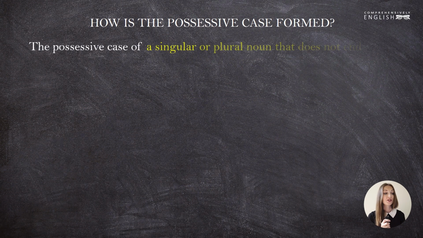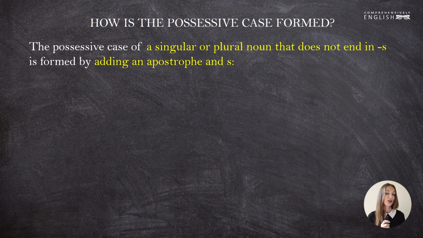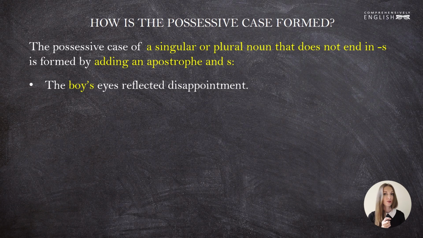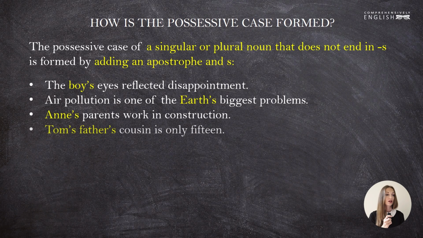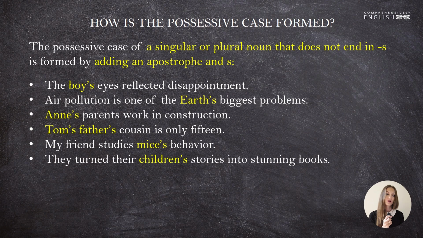The possessive case of a singular or plural noun that does not end in letter s is formed by adding an apostrophe and s. For instance, the boy's eyes reflected disappointment. Air pollution is one of the Earth's biggest problems. Anne's parents work in construction. Tom's father's cousin is only 15. Two possessives are here. My friend studies mice behavior. They turn their children's stories into stunning books. And the shop sells women's clothes.